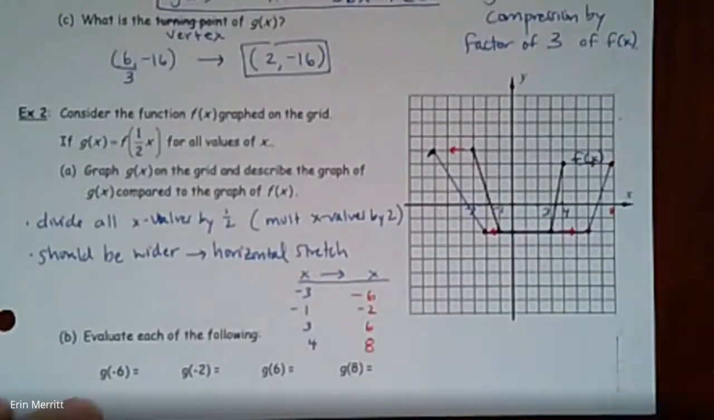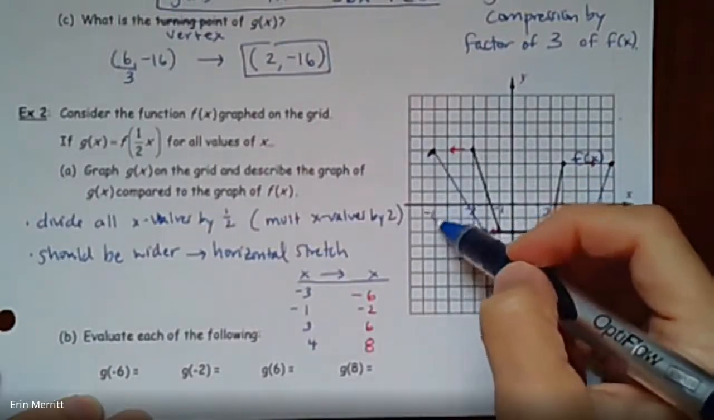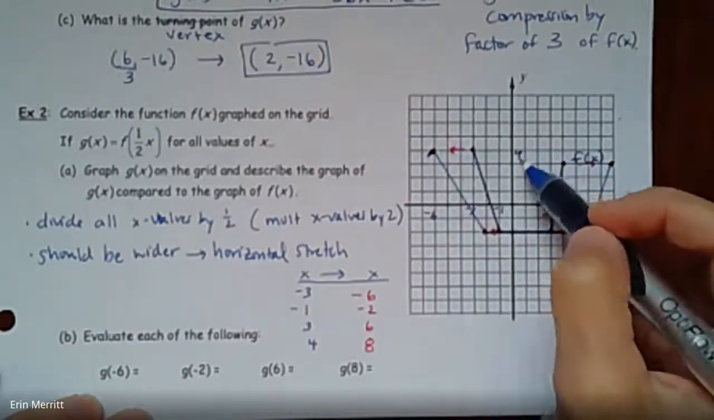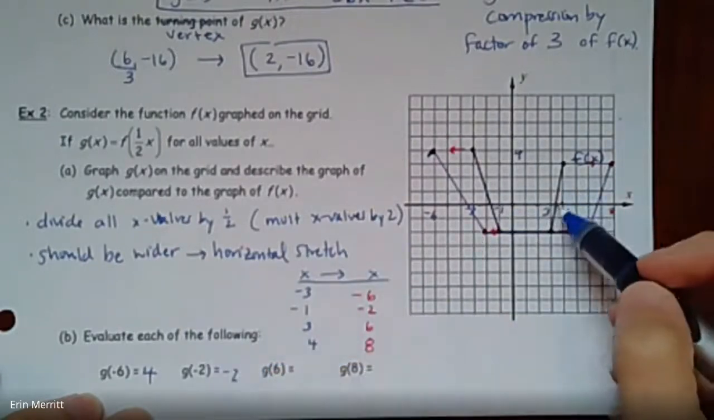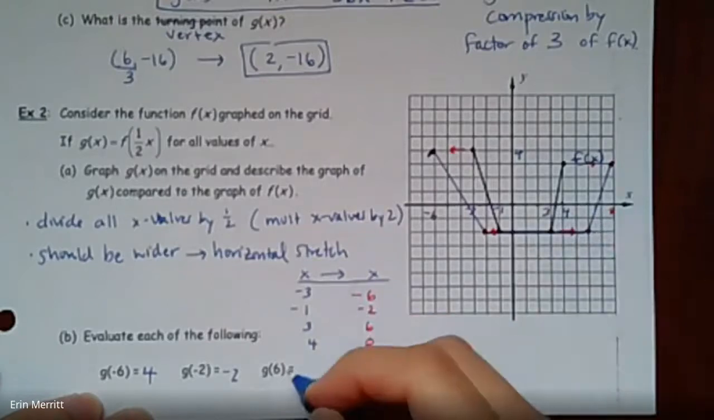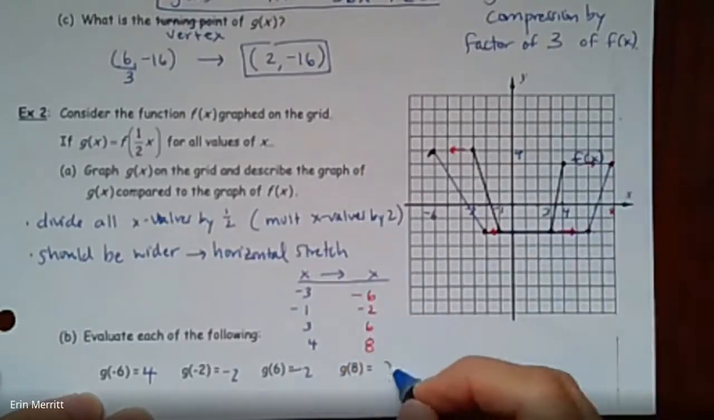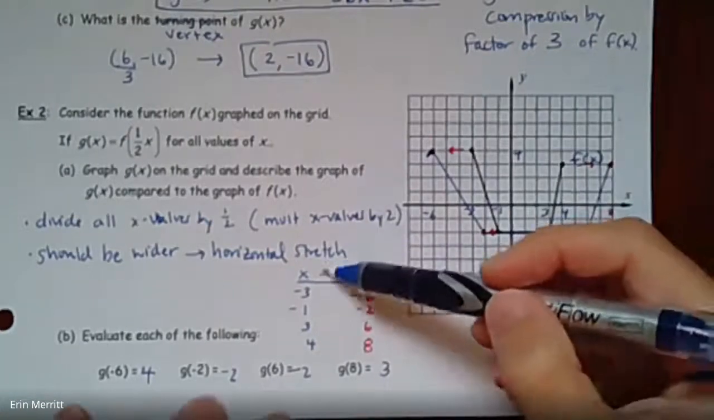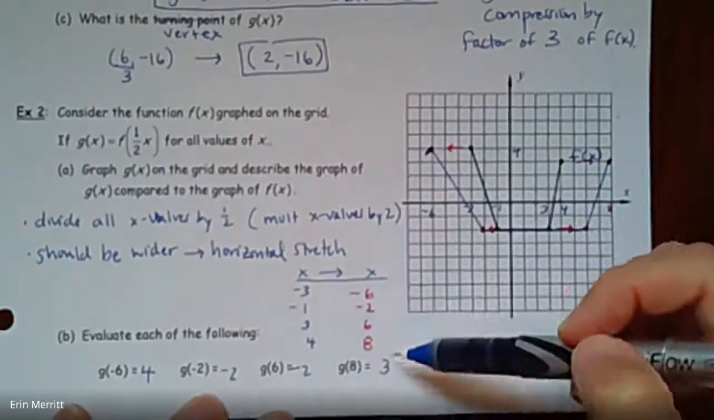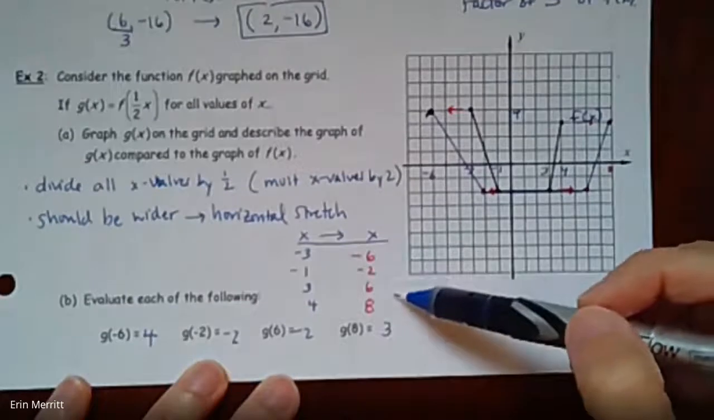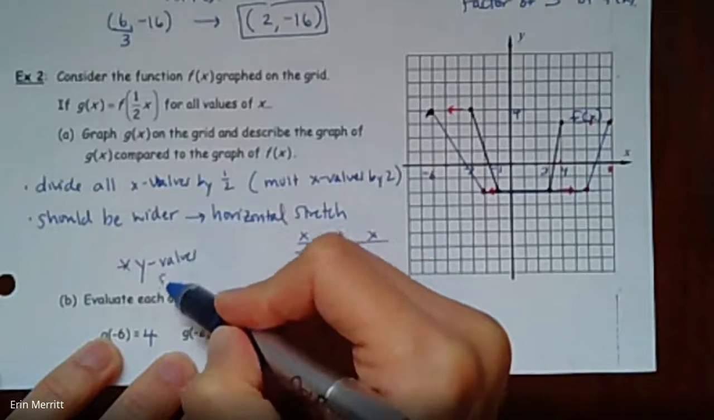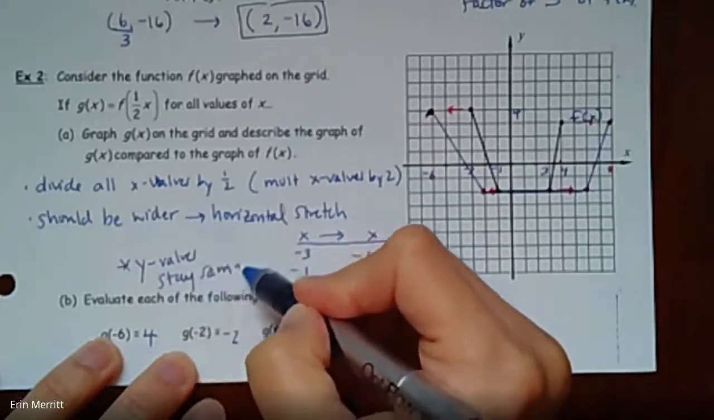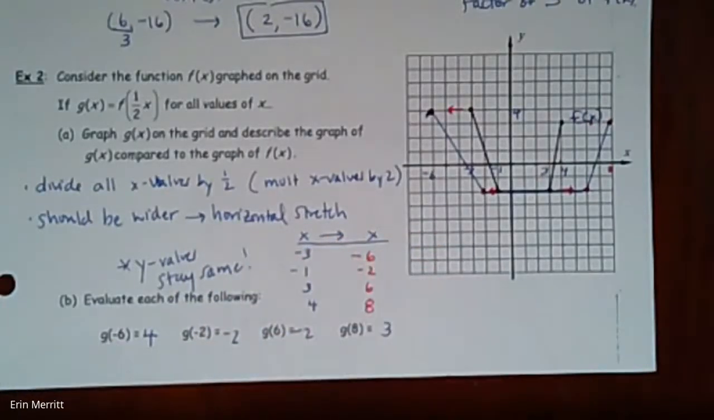So when it says evaluate each of the following, well, these aren't too tough to do. -6, right, is still at the y value of 4. -2 is at -2. And then over here, 6 is down at -2 as well. And then 8, you're up at 3. So I could have actually done the whole table of values and shown that the y's stay the same, but I just showed the x's since we know, and I can mark that here, that the y values stay the same.